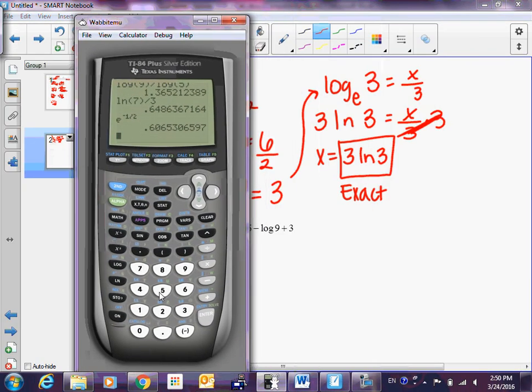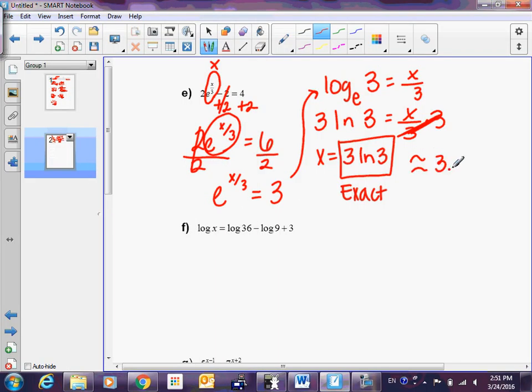Okay, to get our approximate answer, we're going to hit the natural log button, 3, close parentheses, enter. 3.296. And that is our approximate answer.